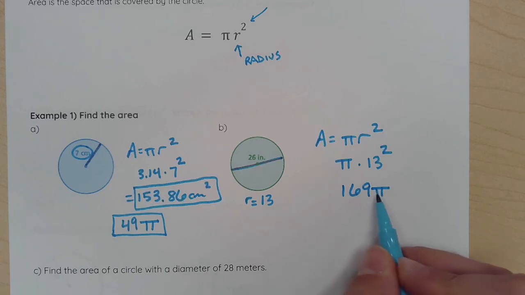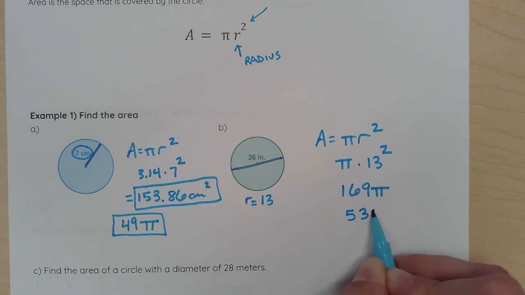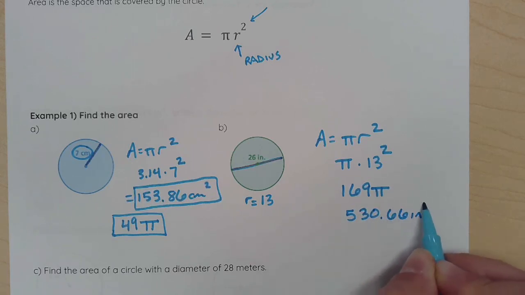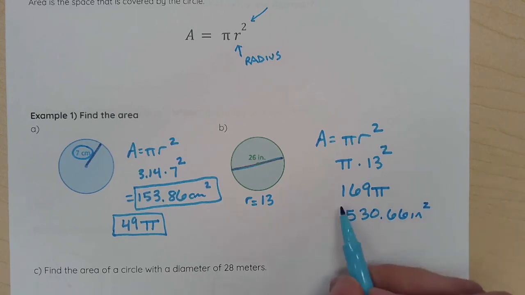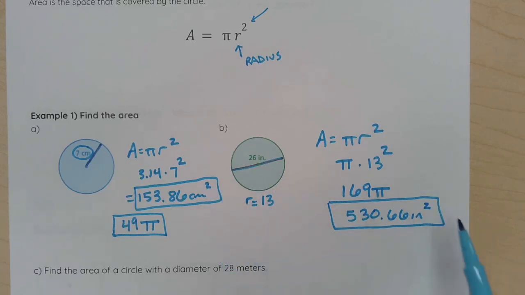If I multiply these two together, 169 times 3.14, I get 530.66. This would be my approximate form. And in both of these, I put square units because we're talking area. So instead of just centimeters like we did for circumference, now I have squared because I'm dealing with an area.